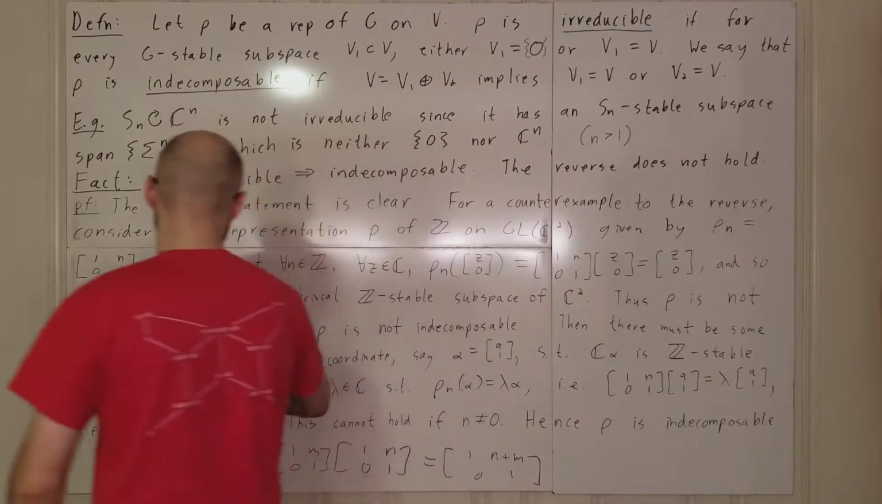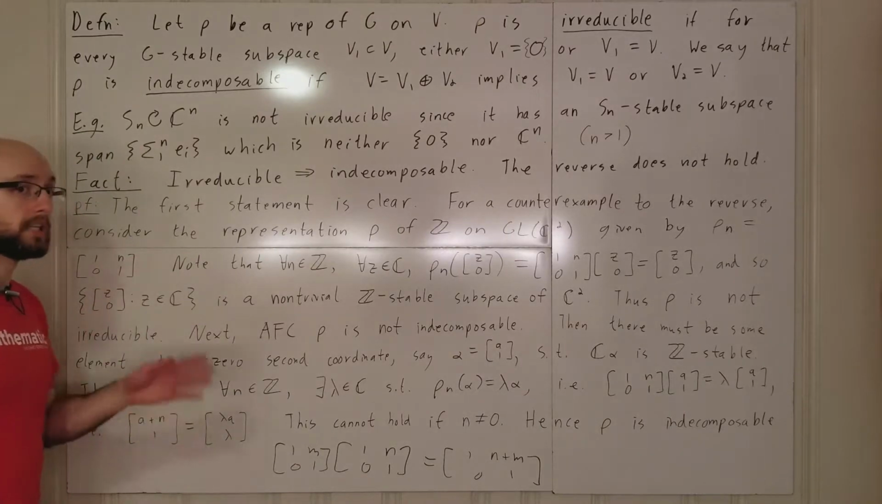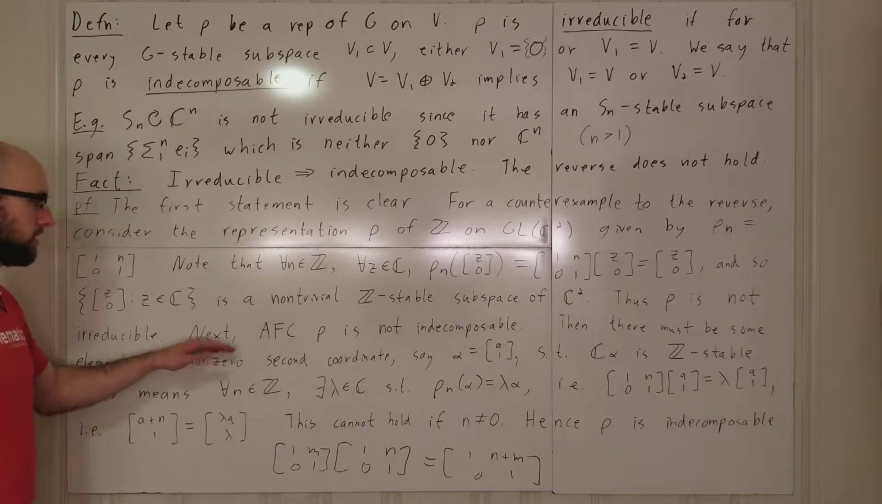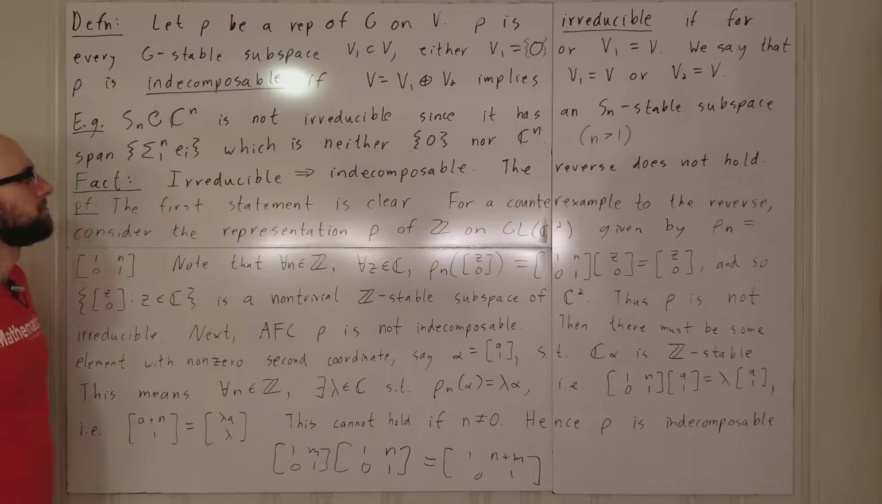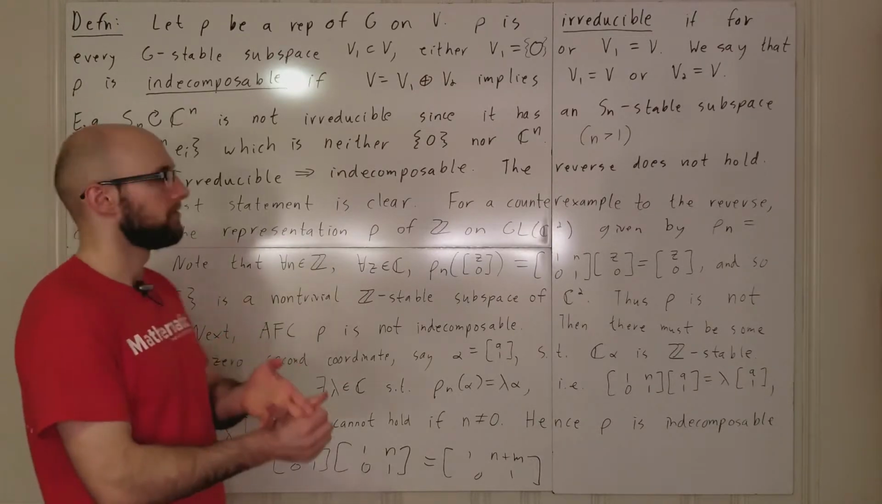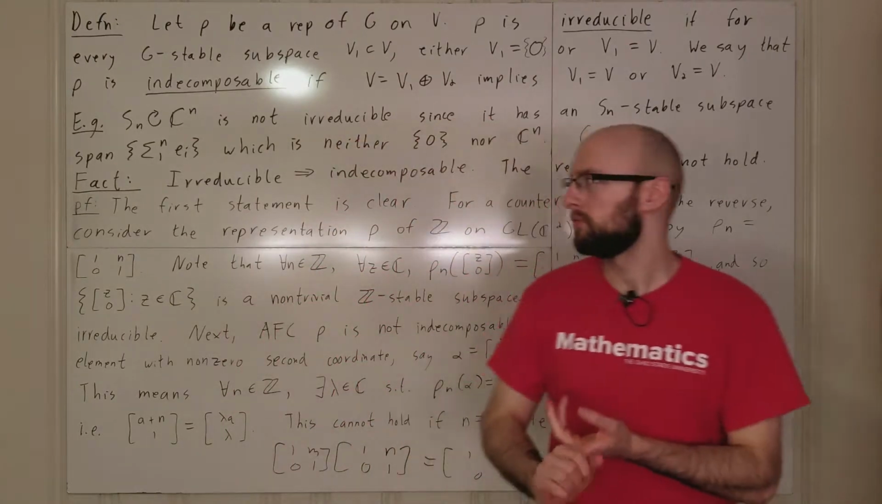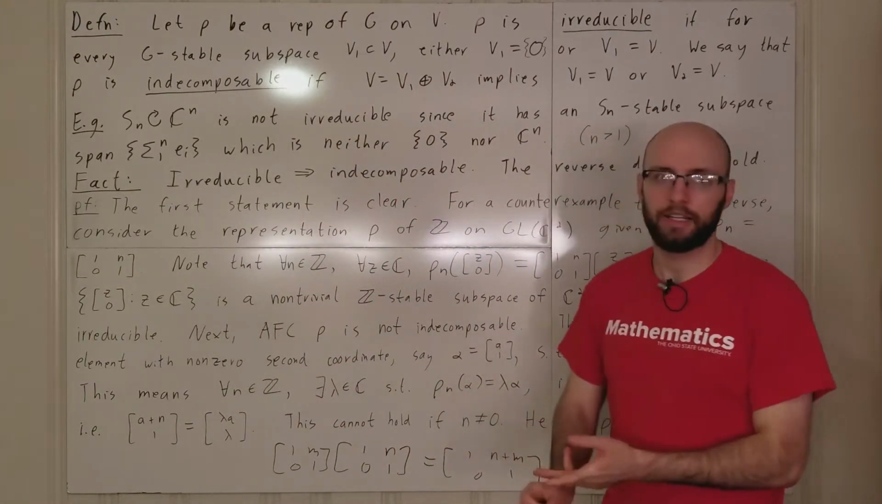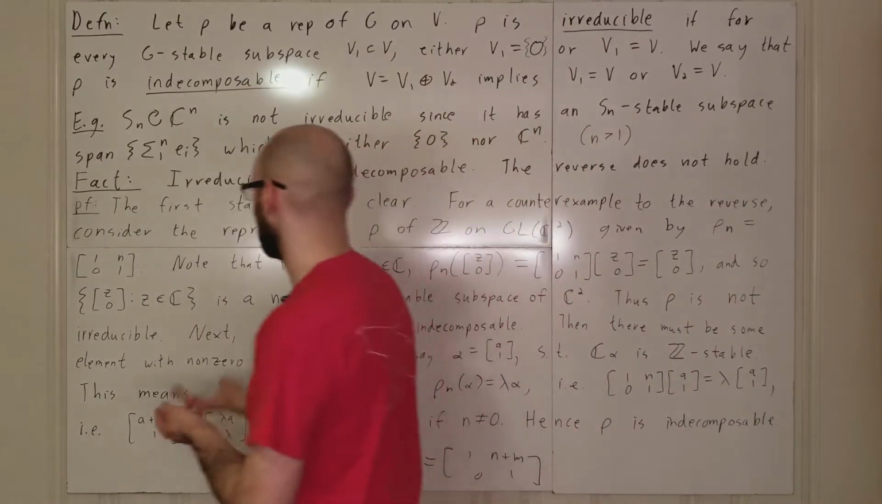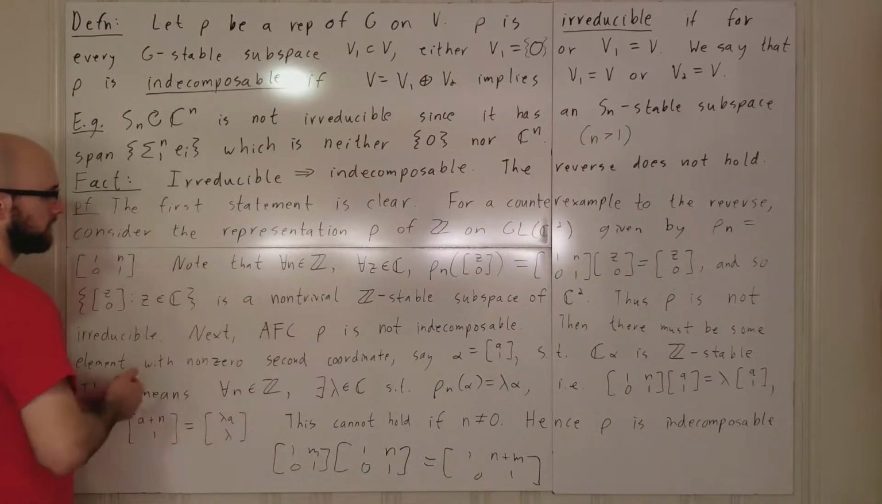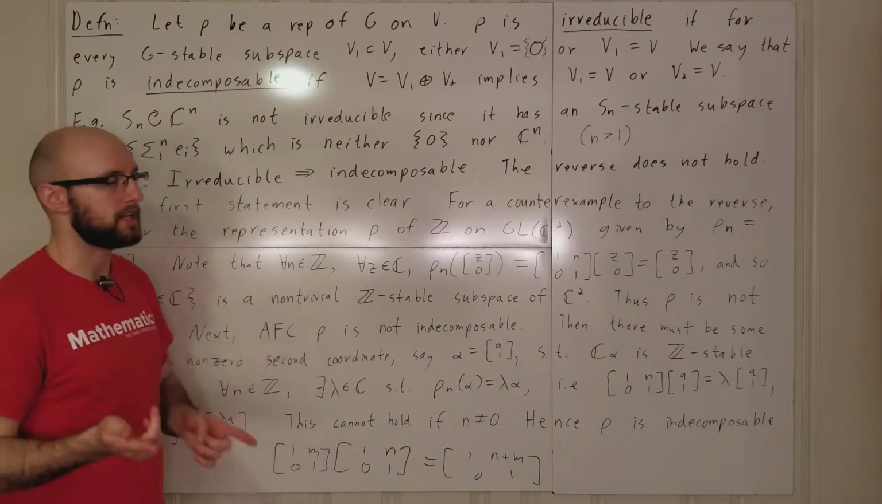Anyways, so rho is not irreducible, but we're going to show that it is indecomposable. So it can't be the case that indecomposable implies irreducible if we have an example of something which is indecomposable but not irreducible. Okay, so let's assume for contradiction, that's what AFC is, that rho is not indecomposable.